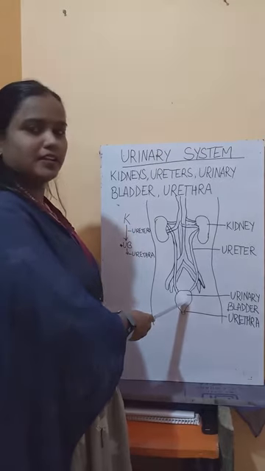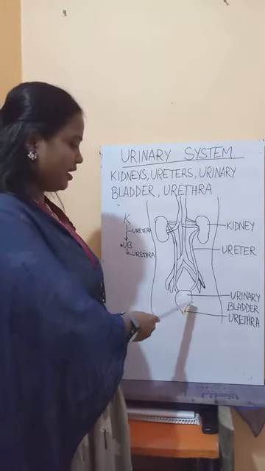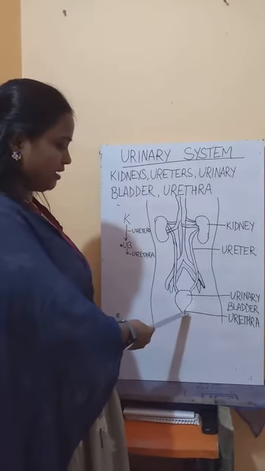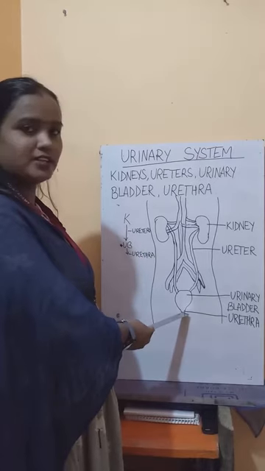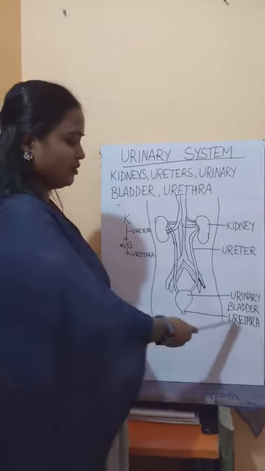When this urinary bladder is filled with the urine, it comes out of our body through urethra. From this point, the urine comes out of our body, and this point is called urethra.